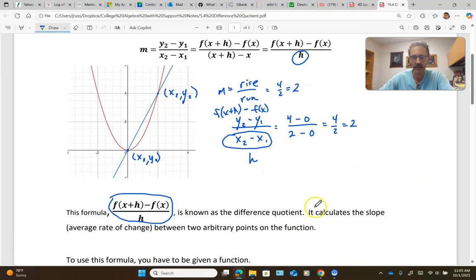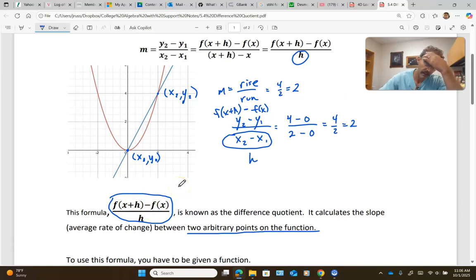So as I put here in the notes, it allows us to calculate the slope, which represents the average rate of change, by the way, between two arbitrary points on a function, as long as you know the coordinates of that first point. Then h will just be how far away horizontally that second point is, and f of x plus h will be how far away vertically that second point is. So this is a general formula.